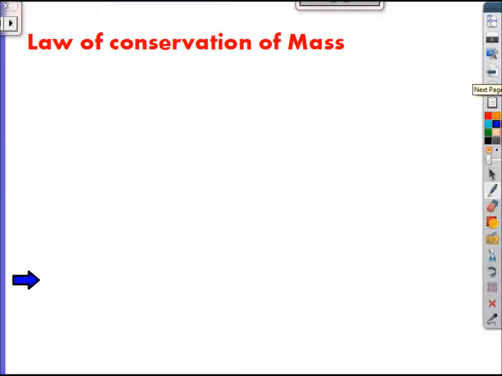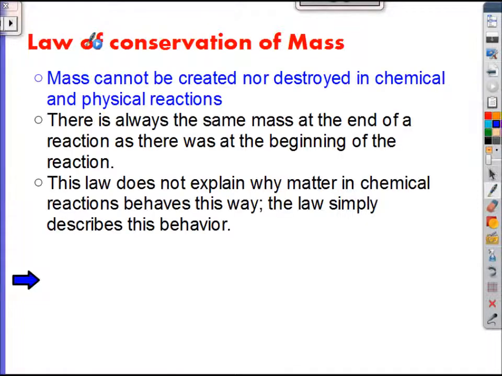A little more on this law of conservation of mass. We're going to use this a lot in chemistry because it really relates to atoms and to reactions and chemical processes that we use. Basically, it says that matter cannot be created or destroyed. Whether chemical change or physical change, matter is always the same.